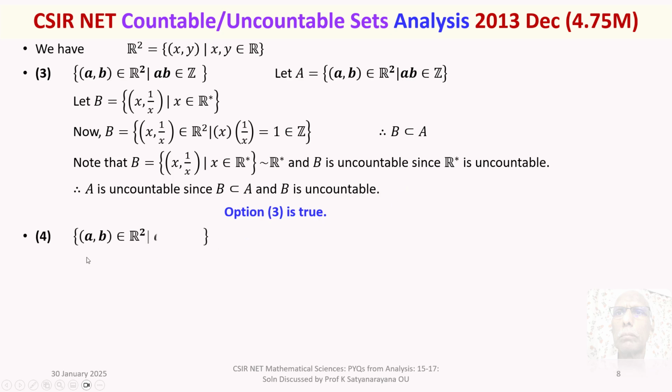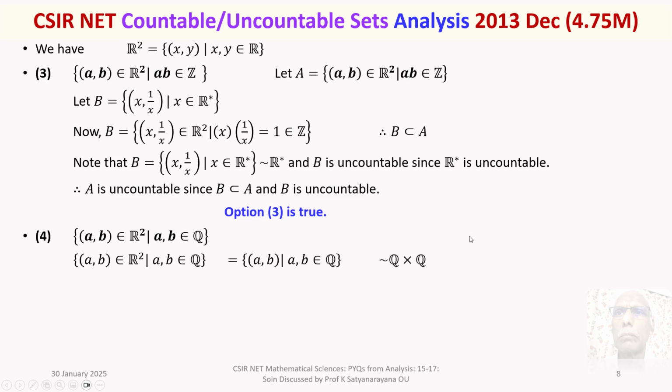Go to option 4. Set of all ordered pairs (a, b) belonging to R square where a and b are both rational numbers. It is the same as the set of all ordered pairs (a, b) where a, b belong to Q, because a and b are rational numbers. So how many are these? These are as many as there are in Q cross Q.